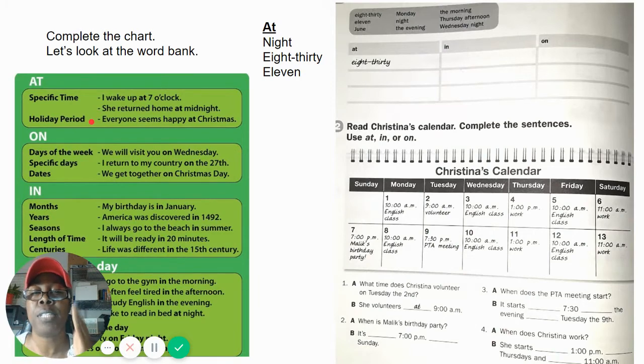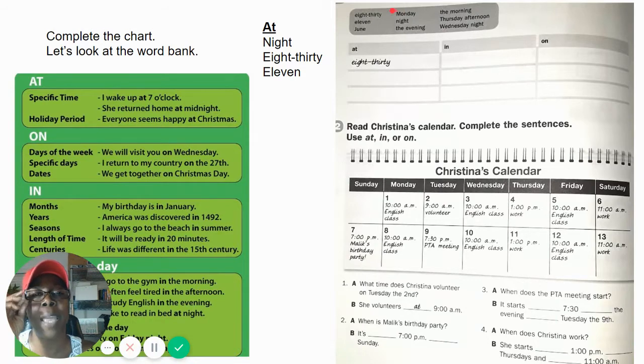And then another time when we use at is on a holiday. Everyone seems happy at Christmas. Christmas is a holiday. 4th of July is a holiday, or July 4th. July 4th would not be correct because that's actually a date, but I want you to imagine that there's another word here. And it's not for every holiday period, so I don't want you to get confused with that. So just remember, mostly with at, you use at a specific time.